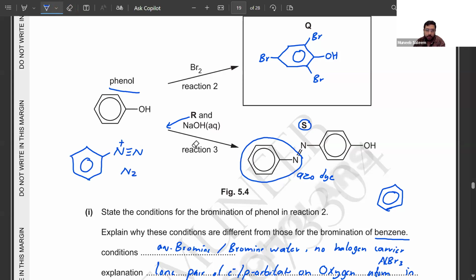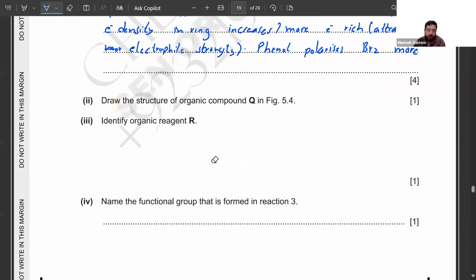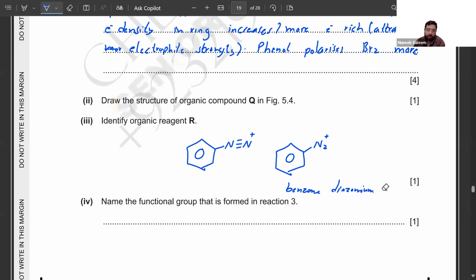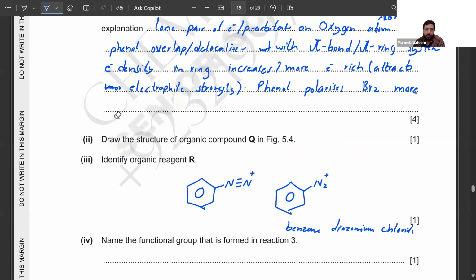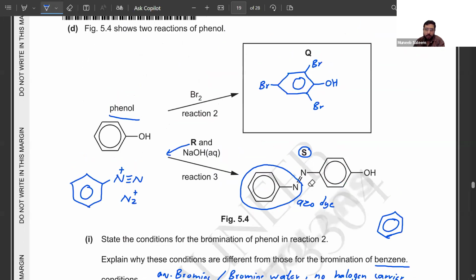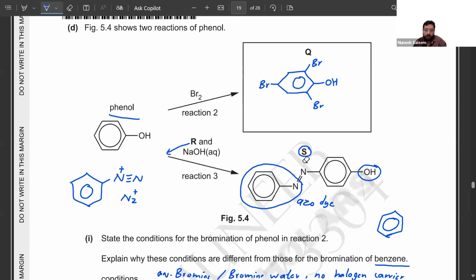So I am going to identify the organic compound here. Nitrogen is triple bonded with N with a plus charge, or it is like this, nitrogen having a plus charge on it. It is a benzene diazonium chloride. Because we had the OH part over here, which is coming from this phenol, the whole of this part is coming from the benzene diazonium salt.